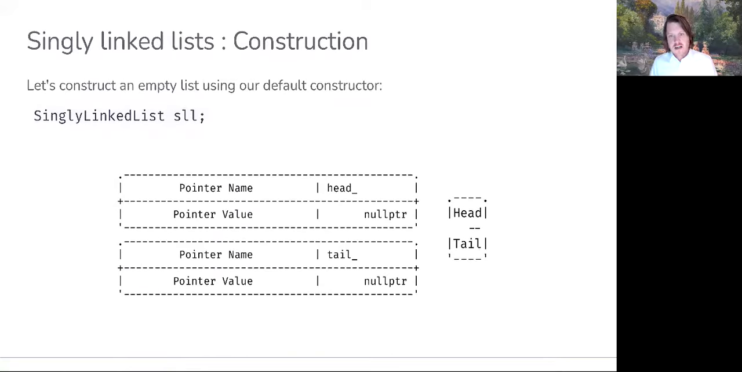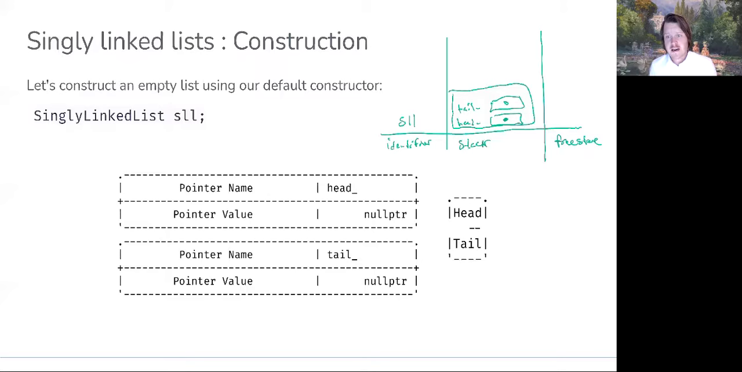So let's go ahead and construct an empty list using our default constructor and look at how the values of the data members are going to be initialized. So if we write singly linked list SLL, that is going to invoke the default construction of a new singly linked list object SLL. This is going to reside on the stack because it is a named object. Let me draw this out for you quick.